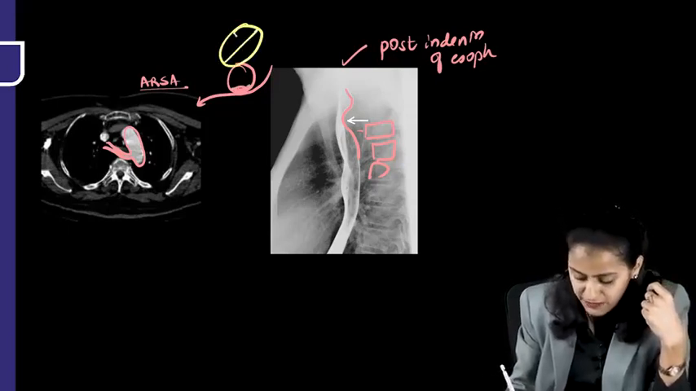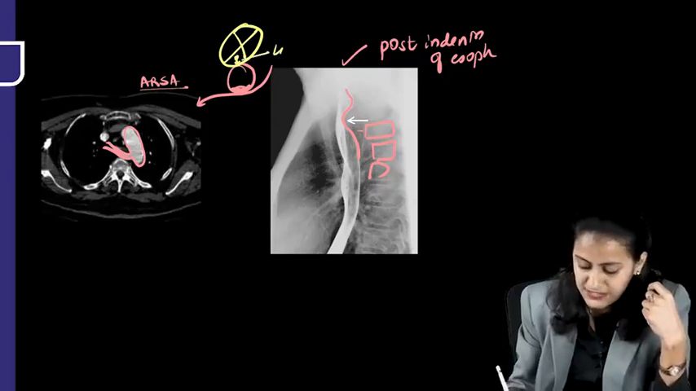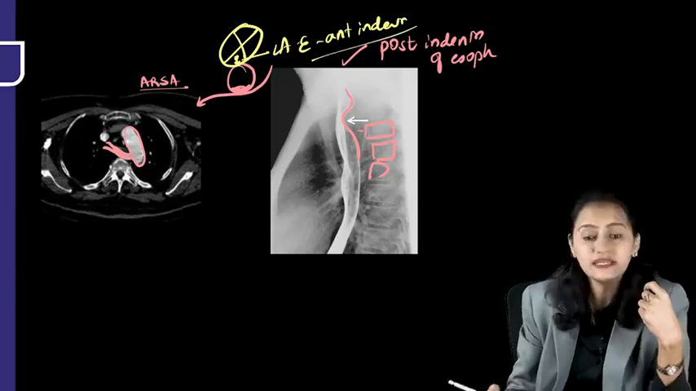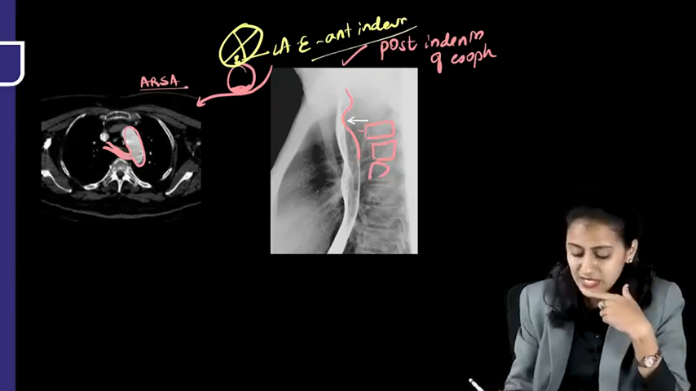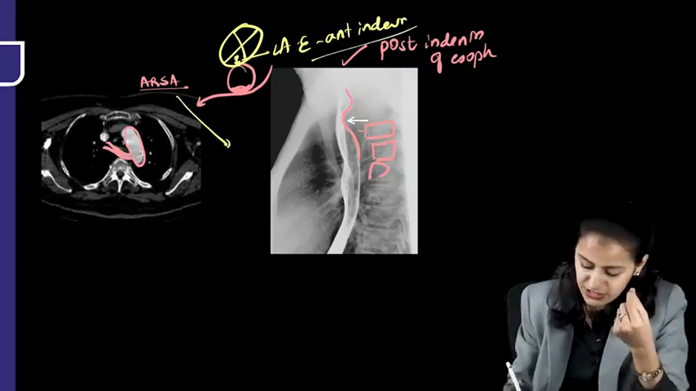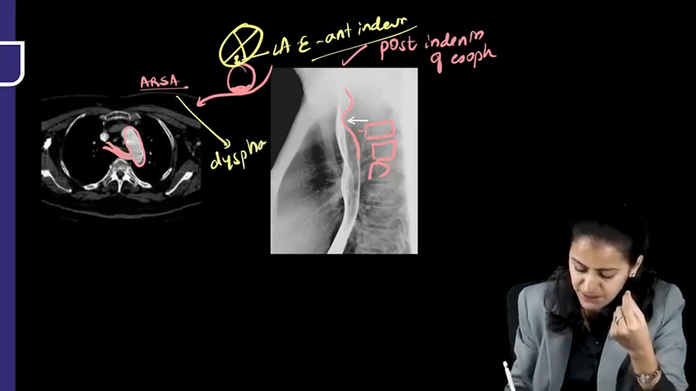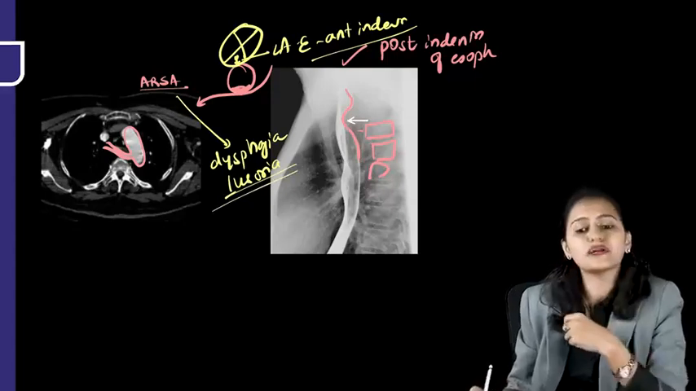In front of the esophagus, we have the left atrium. So left atrial enlargement causes anterior indentation of the esophagus, right? So here, because of the esophageal indentation, the patient presents with dysphagia, which is called dysphagia lusoria. So that was about the CVS radiology. Now going on to the GIT radiology.